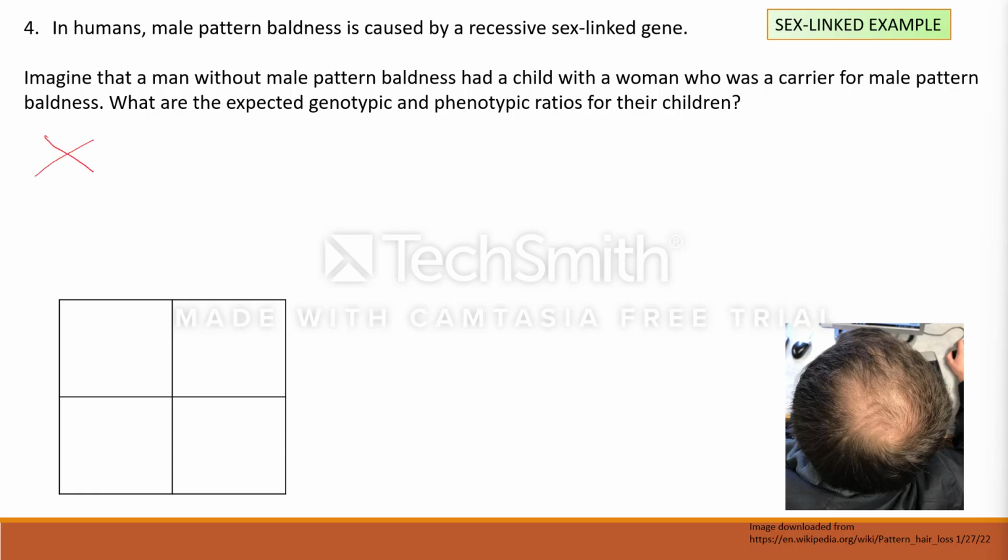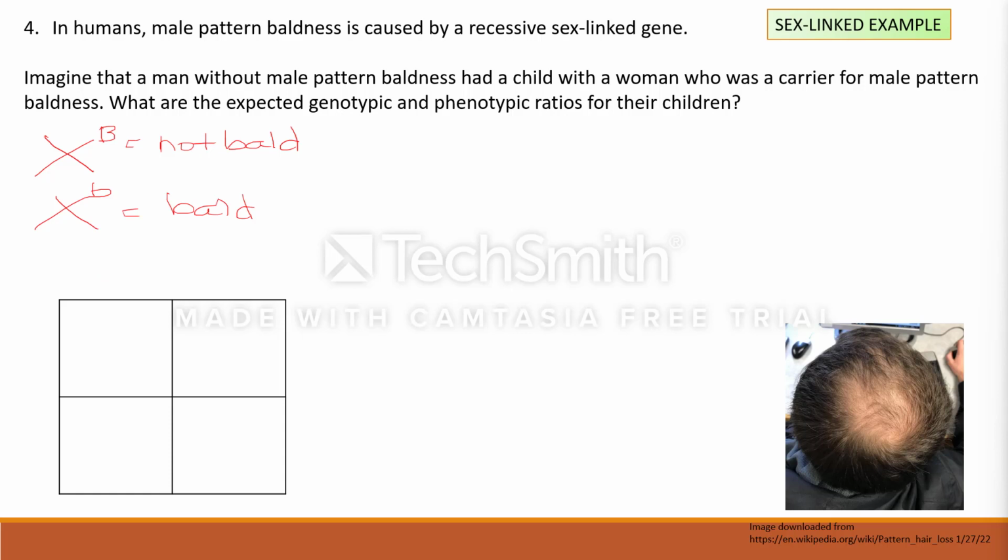So we always use the X and then a superscript to show the actual allele. We never have a Y with a superscript. In this case, we have male pattern baldness, and it's caused by a recessive sex-linked gene. That means that we're going to use an uppercase B for not bald and a lowercase b for bald. What you don't want to do is say Y big B or Y little b, because it's sex-linked, those do not exist.